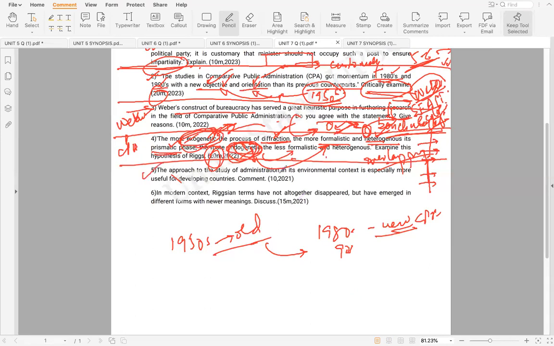The approach to the study of administration in its environmental context is especially more useful for developing countries. You're basically saying that CPA is useful for developing countries. How and why? Because we know that all the theories before CPA were made for developed countries, Western industrialized nations. So we needed a focus on developing countries, wherein a lot of scholars came around different developing countries and came up with theories on how their administrative systems were different. That is why we needed CPA studies. Yeah, it's a 10 marker, pretty small.